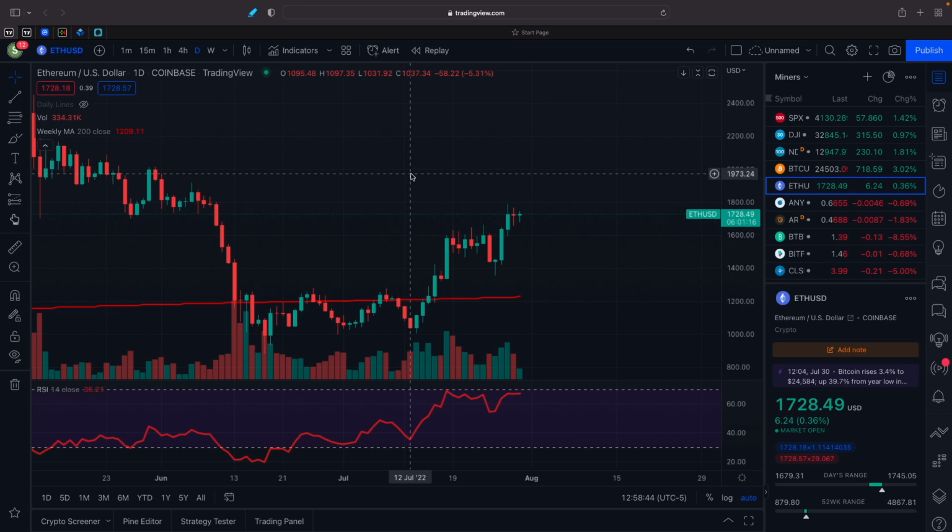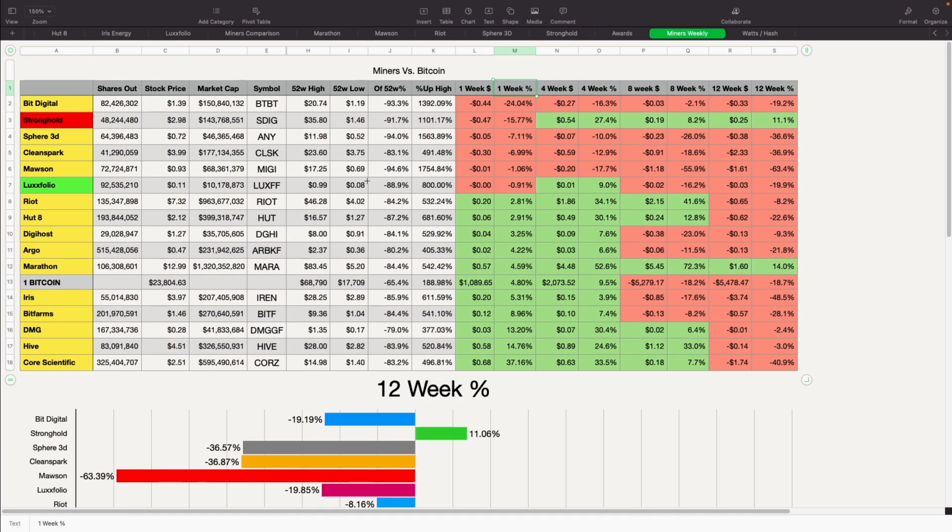All right, let's take a look at the miners here and then we'll call it a day. We'll just go through it. Bit Digital ended up at $1.39 yesterday. Stronghold at $2.98. Sphere at 72 cents. CleanSpark at $3.99. Mawson at 93 cents. Luxfolio at 11 cents.